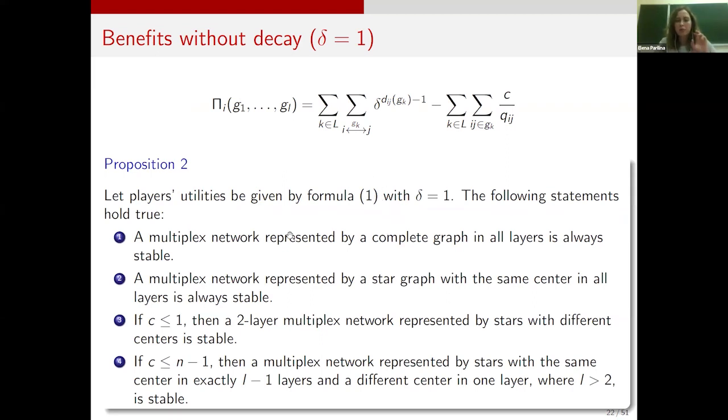We focus mainly on the stability when we have one utility. Here I will first present the results about benefits without decay, so delta is equal to 1. We have this utility function, the first utility function here, and we present these results. So we focus on special network structures because you can imagine that to check all possible structures.